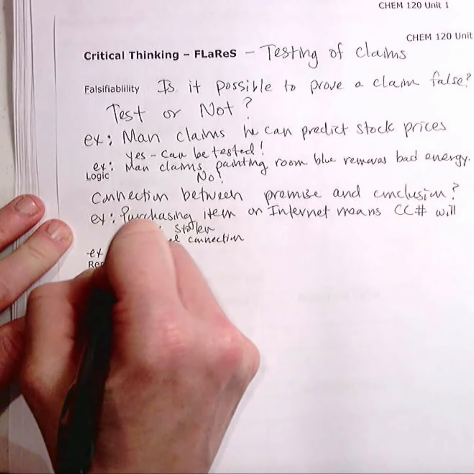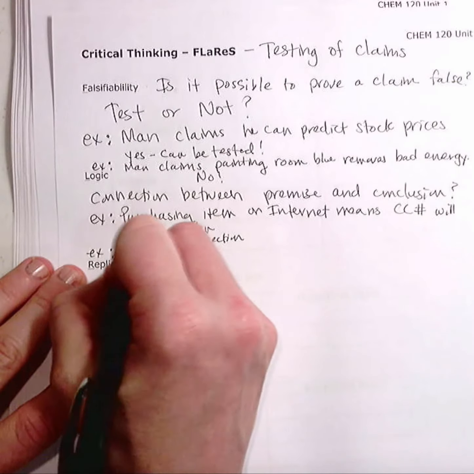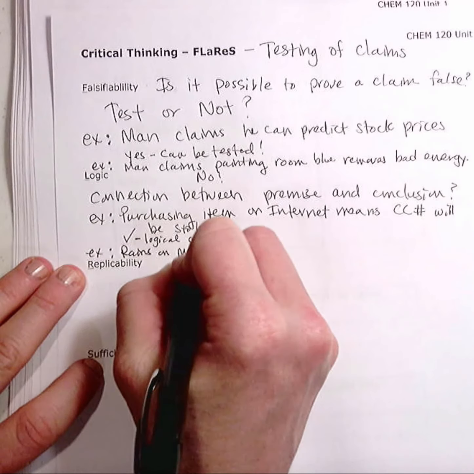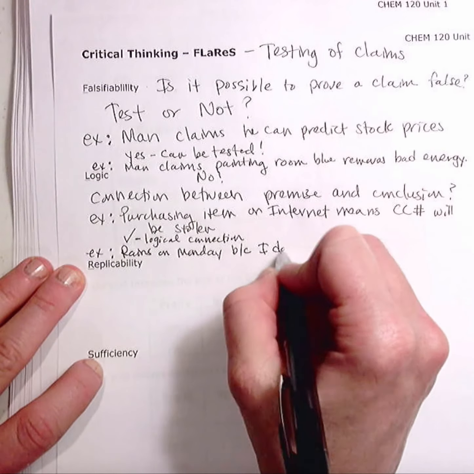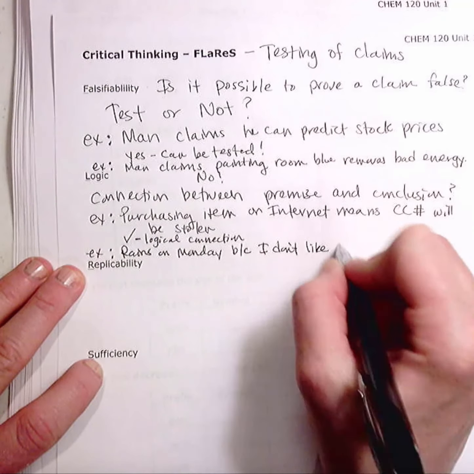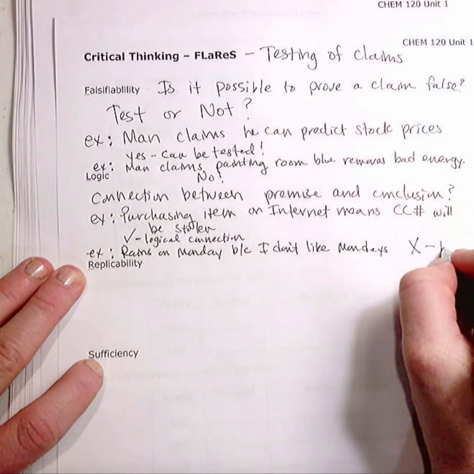Here's another example. It only rains on Monday because I don't like rain. I don't like Mondays. And let's see. Is there a connection between the premise and conclusion? It is extremely unlikely that feelings can change the weather patterns. Also, it rains on days other than Monday. Rains on Monday because I don't like Mondays. No logical connection.